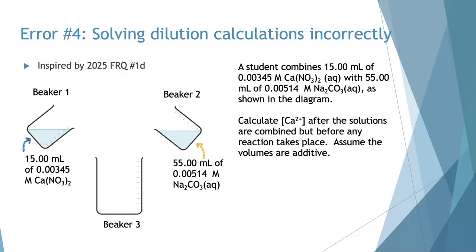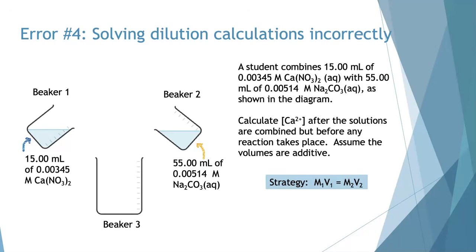Another error that we saw frequently was in dilutions. You need to be able to solve dilution calculations correctly. So still in free response question number 1, there was a question where we mixed 2 solutions together, one containing calcium ion, one containing carbonate ion, and we're mixing these together. We want to calculate the concentration of the calcium ion after the solutions are combined, but before the reaction takes place, as if we could stop time. Assume that the volumes are additive. So if you don't know how to solve these problems, you're going to run into trouble. They're relatively easy to do as long as you know what to do.